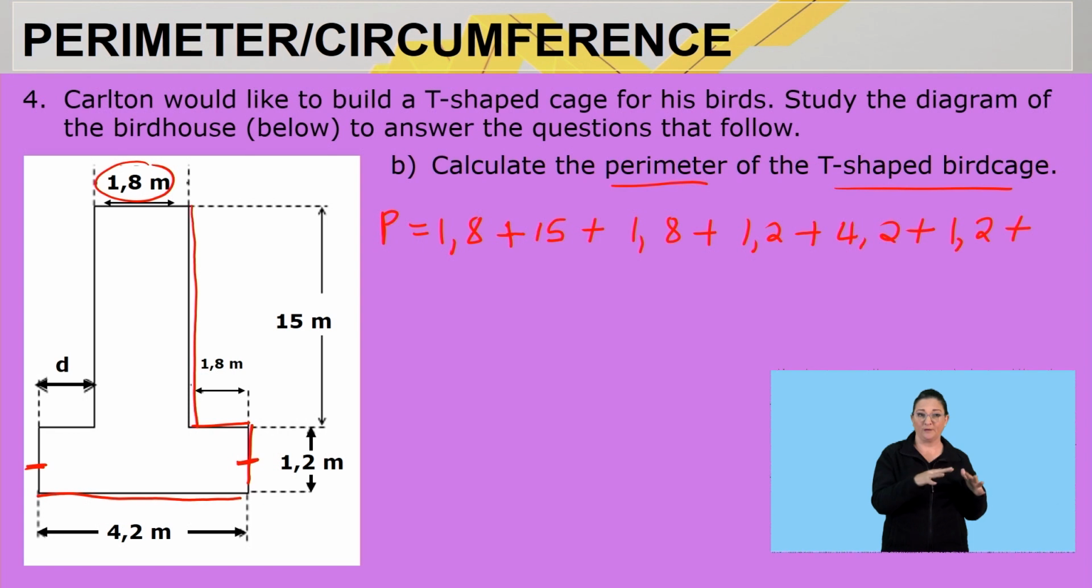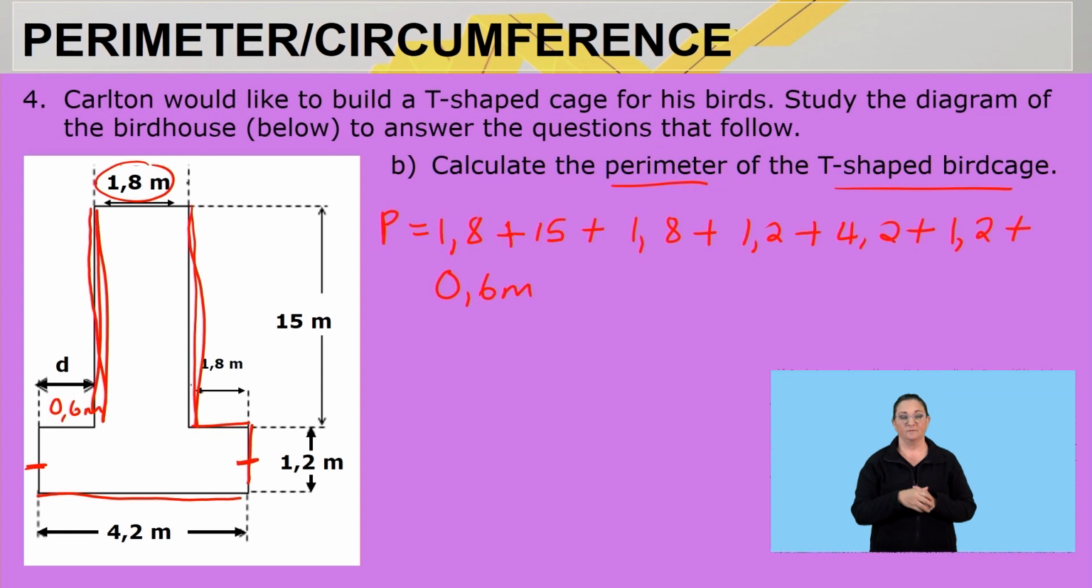Then remember now we said D. What is the length of D again? This is 0.6 meters. So 0.6, we calculated it just now. So I'm going to say plus 0.6 meters. Then again, if this here is 15, then opposite side here will also be 15, opposite sides of a rectangle. So I'm going to say plus that 15. And remember, that's all in meters.